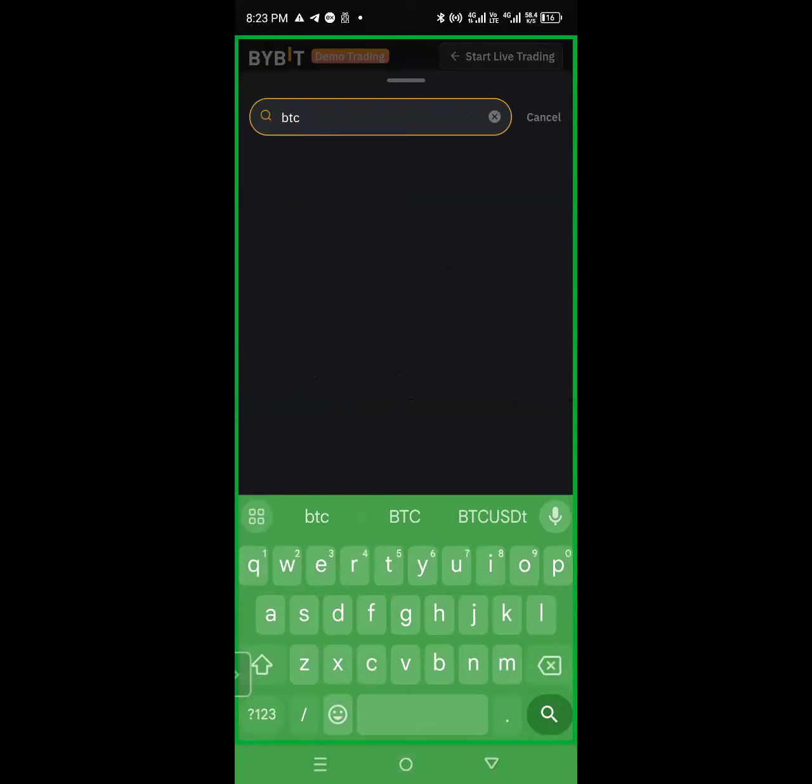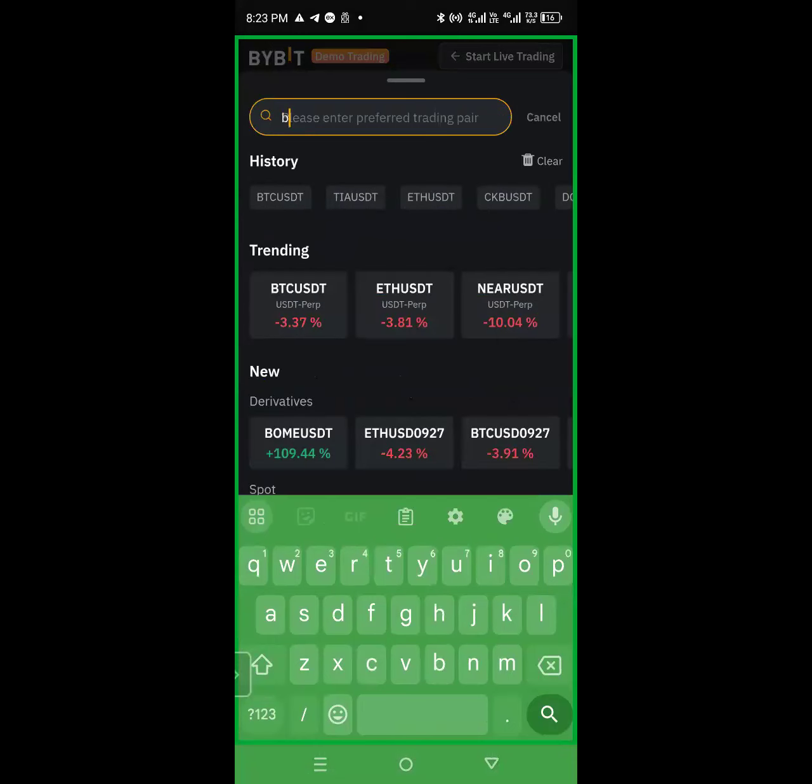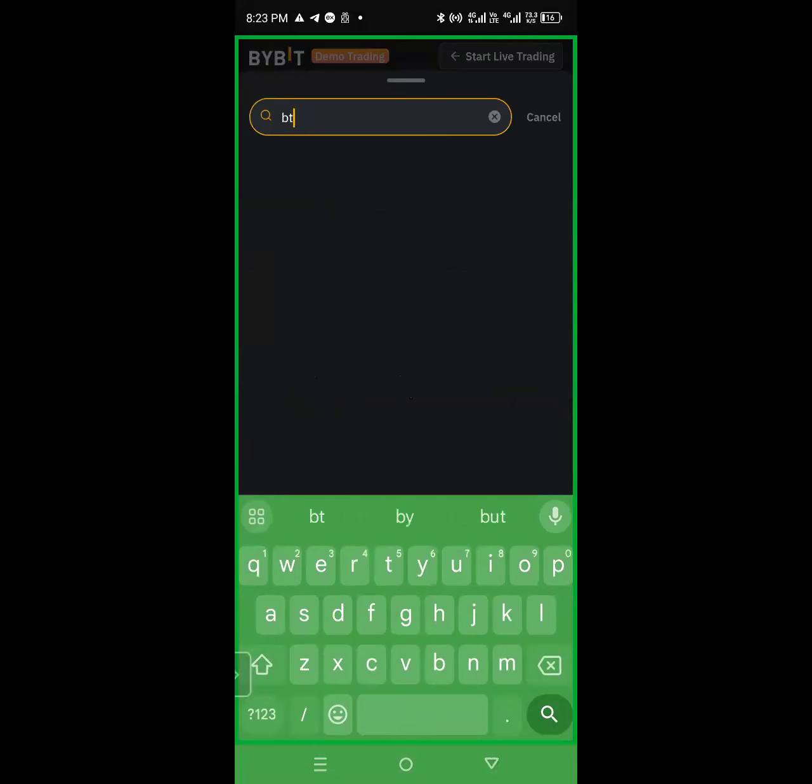I think there's something wrong with my network. Ordinarily, yes, but it's good now. So BTC USDT, I have some options here. Let me go back. BTC USD.